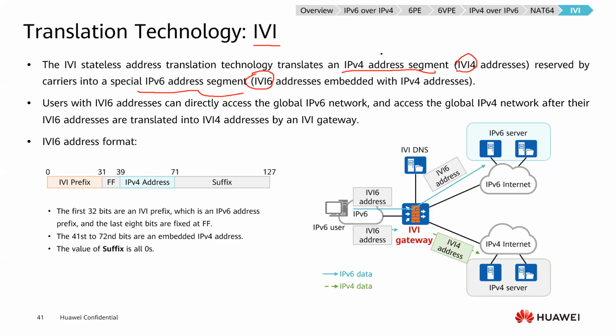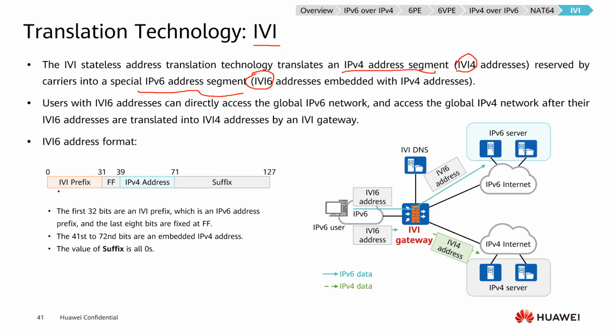And for these two special addresses, the IVI4 address we can use to connect to the IPv4 internet, and the IVI6 address we can use to connect to the global IPv6 network. So these two parts of the address are reserved. And what is the format for the IVI6?